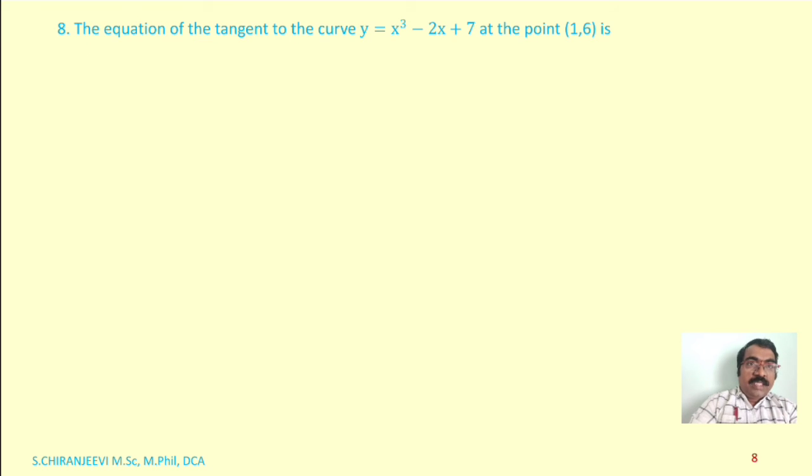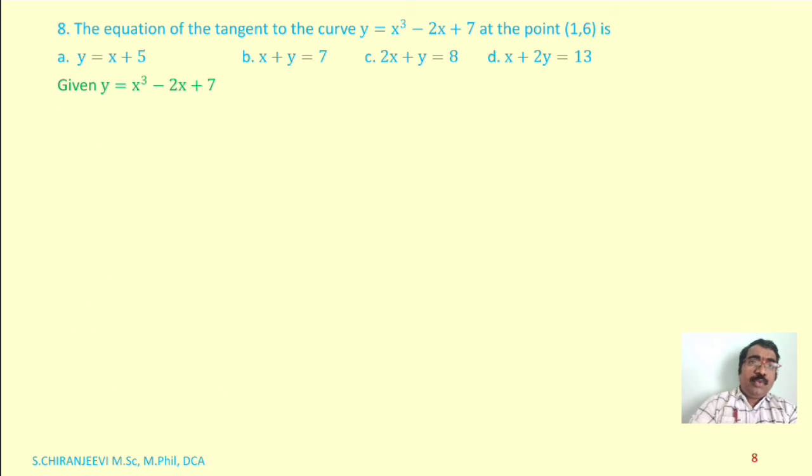The equation of the tangent to the curve y equal to x cube minus 2x plus 7 at the point 1, 6 is. Options: y equal to x plus 5, x plus y equal to 7, 2x plus y equal to 8, x plus 2y equal to 13.